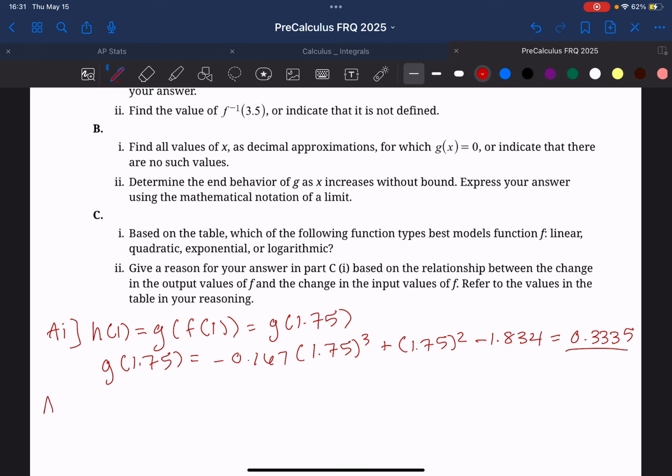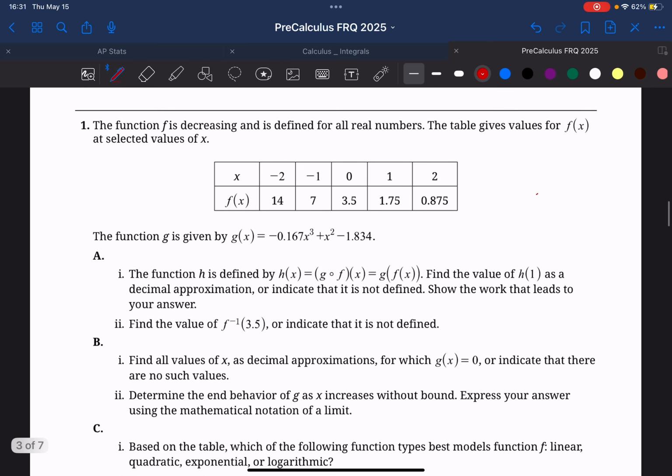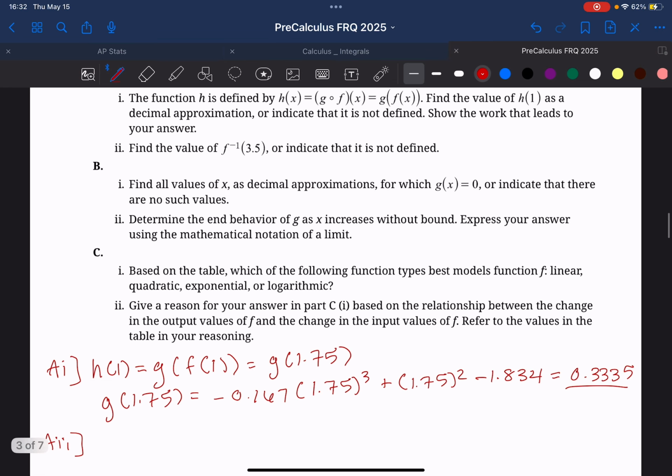Okay. Part 2 says find the value of the inverse of f at 3.5 or indicate that it is not defined. So if you look at the table, we have the function f, and I know that for the inverse of f, my x and y values are going to switch. So I can just find 3.5 for f of x, and then the corresponding x value will be my answer. So that's why the inverse of f of 3.5 is equal to 0.